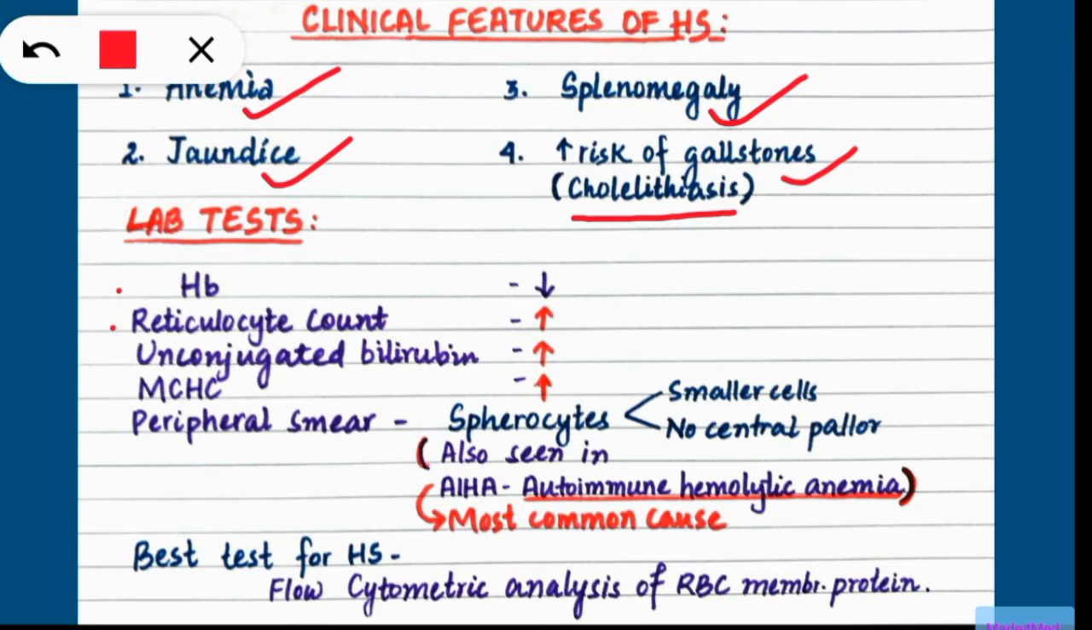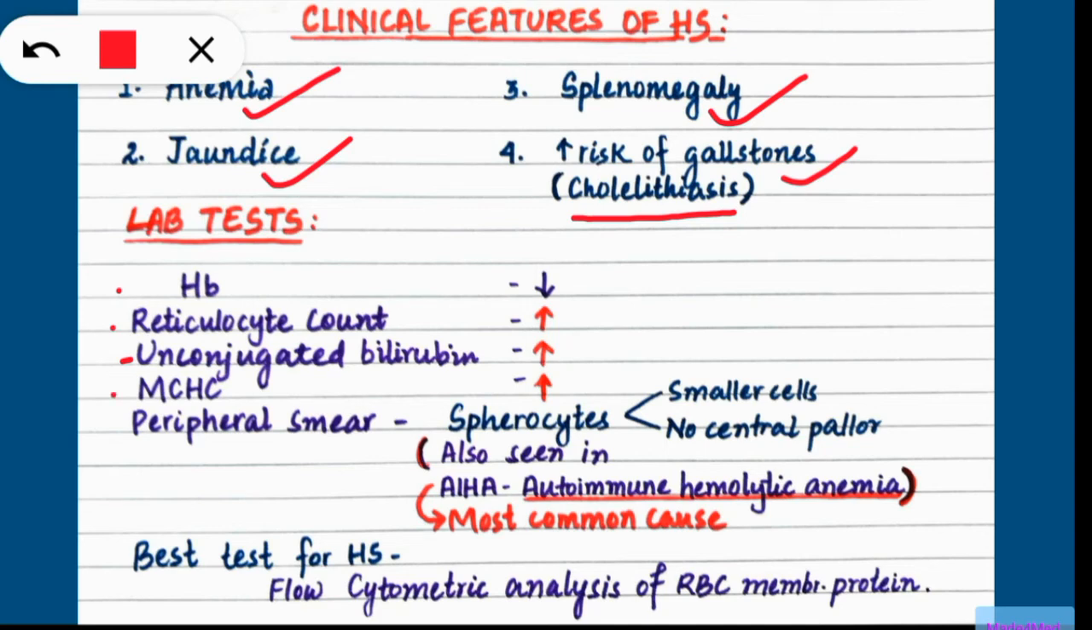Reticulocytes, you must know, are the immature RBCs. So from this we can know there is increased erythropoiesis. Now unconjugated bilirubin will also increase. As told previously, RBCs will be destroyed, so from the hemoglobin there will be more production of bilirubin.